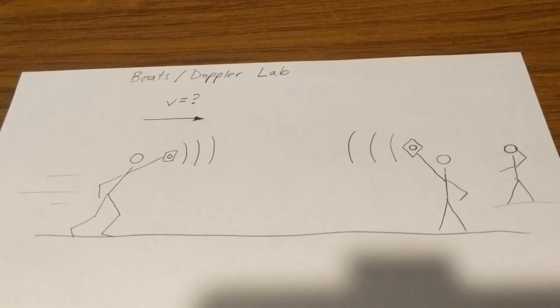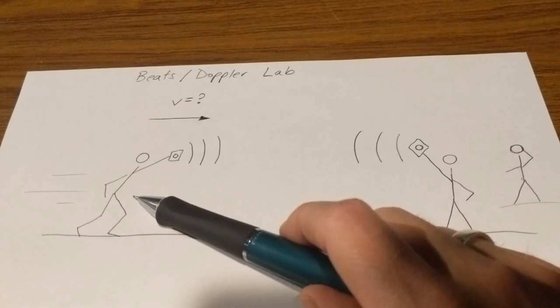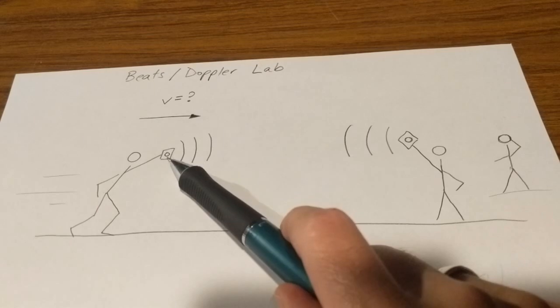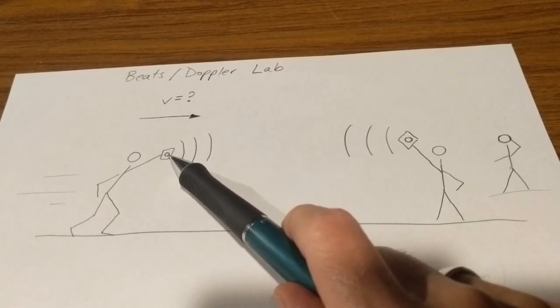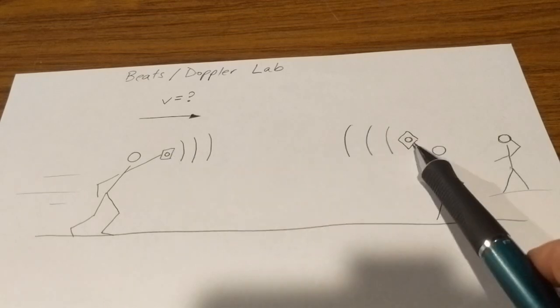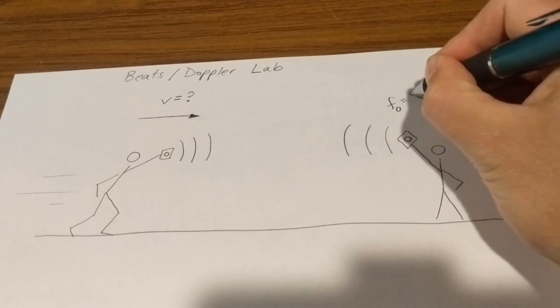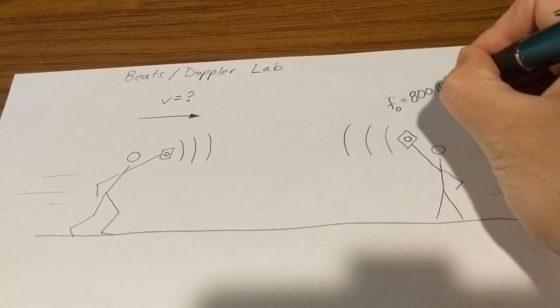The second response on your Google form assignment for today's lesson is related to another lab that we would have done had we met in class. So the idea here is this. There is a person walking toward other people. That person is holding up the source of sound that's playing a particular frequency. In this case, the frequency that is being played by that sound source and also the stationary one, the original frequency being put out, is 800 hertz.